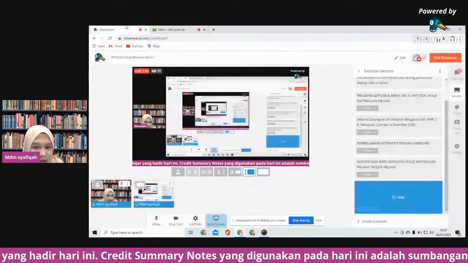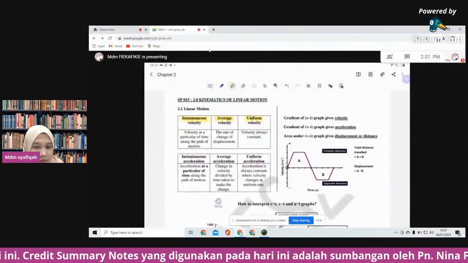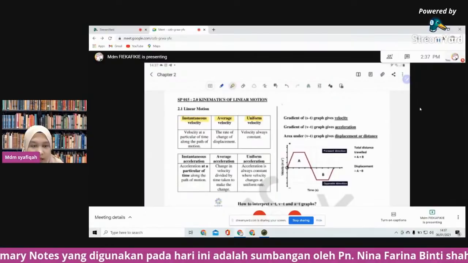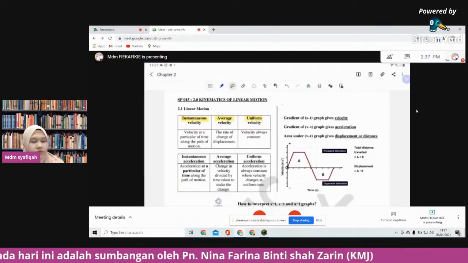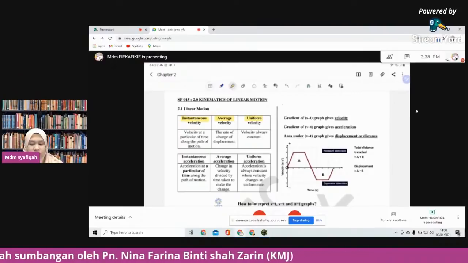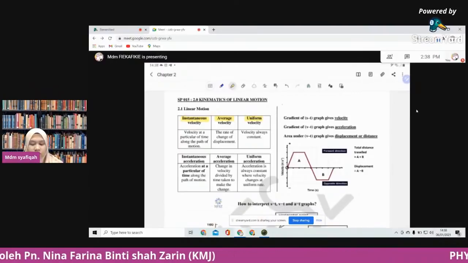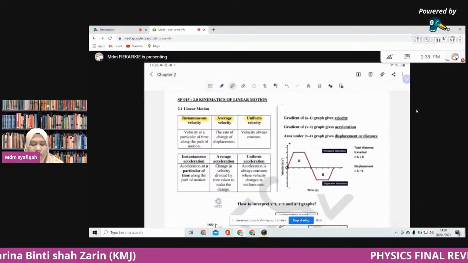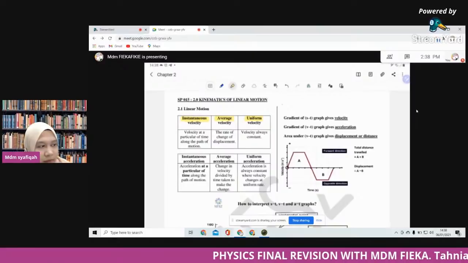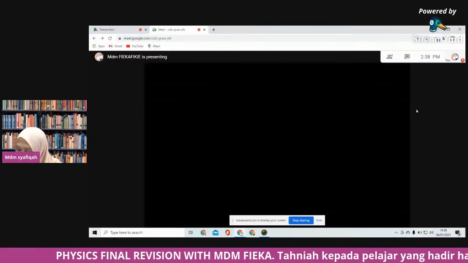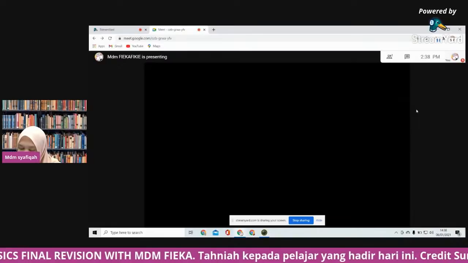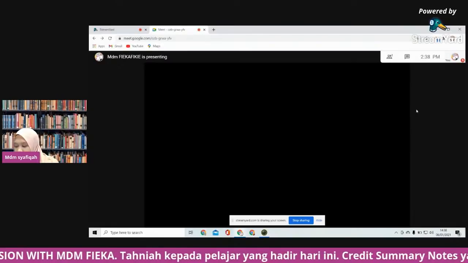Boleh dengar saya tak? Boleh dengar tak? Boleh respon dekat ruangan komen.